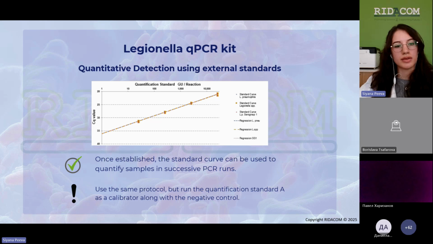And it's important here that we use the same protocol, but we only run the quantification standard A, which is used as the positive control, as a calibrator, and we run it along with the negative control. So we have a positive and negative control, and we have the generated standard curve from the previous experiments.